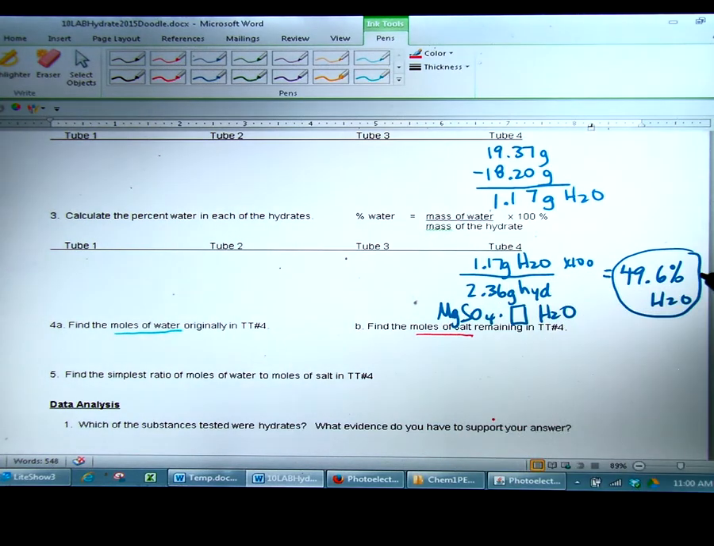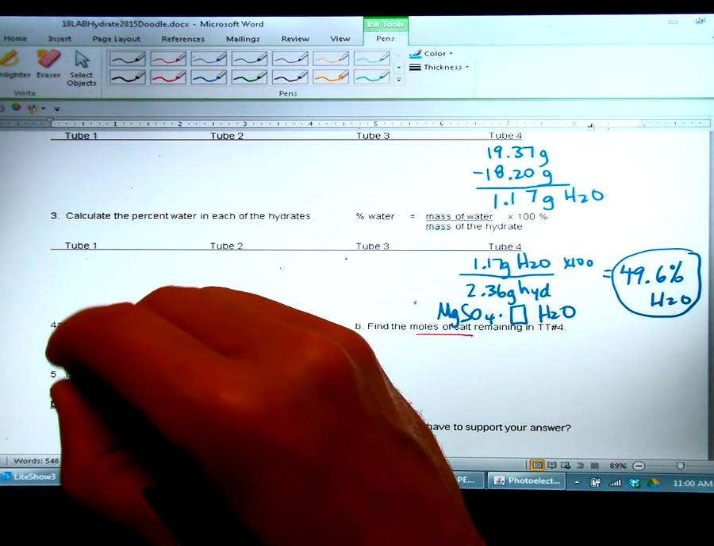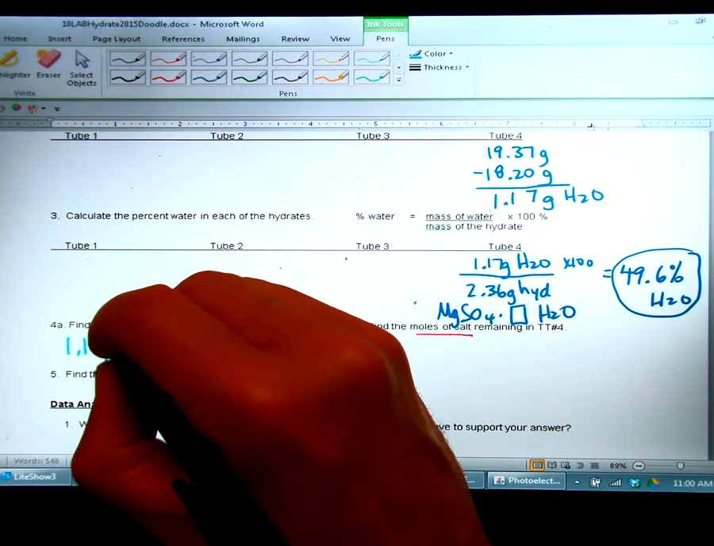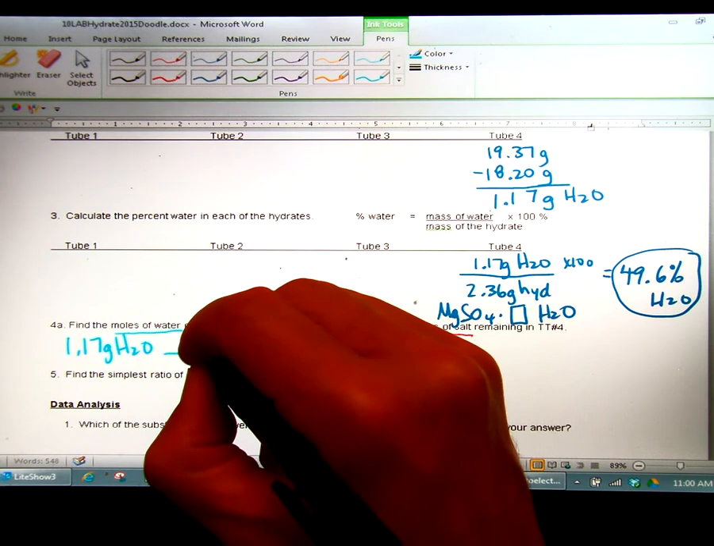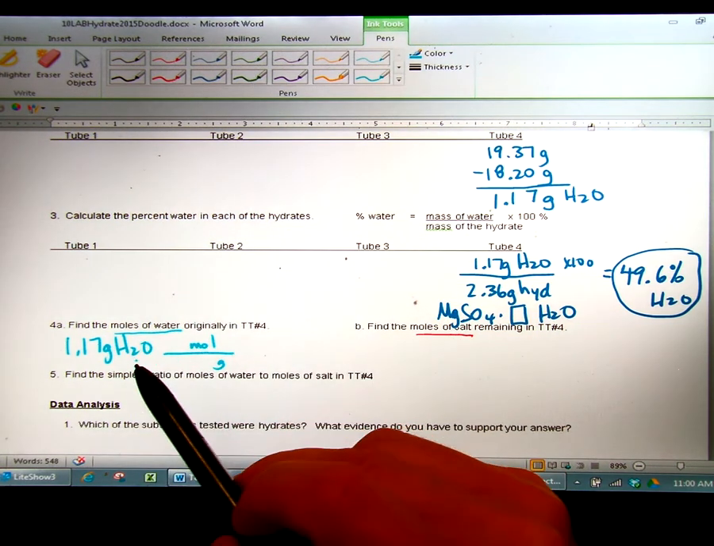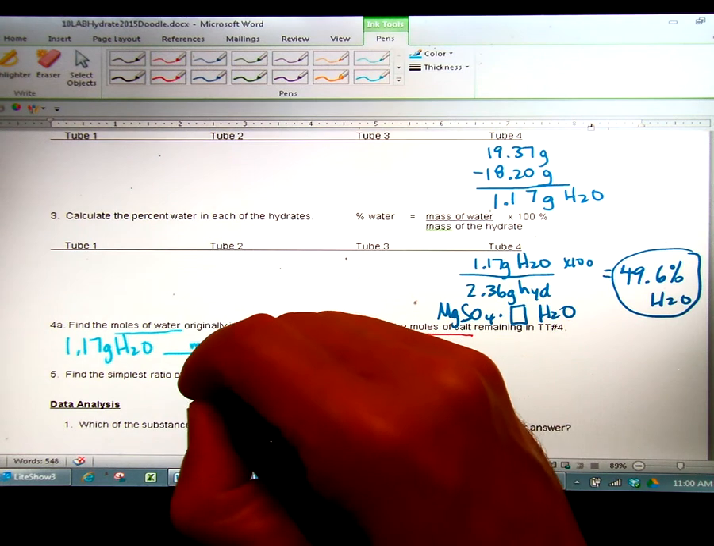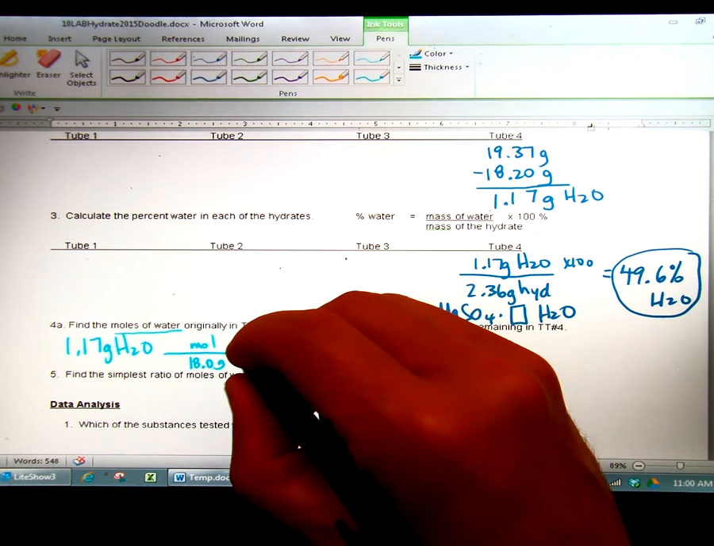So the moles of water. Well, I know the grams of water right here, 1.17 grams. So I just take 1.17 grams of water, and I want to convert that from grams into moles. Now water you have to add up from the periodic table. So you have 2 times 1 plus 16 is 18.0. So 1.17 divided by 18 gives you 0.065.